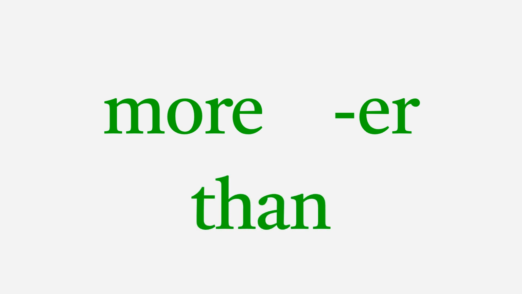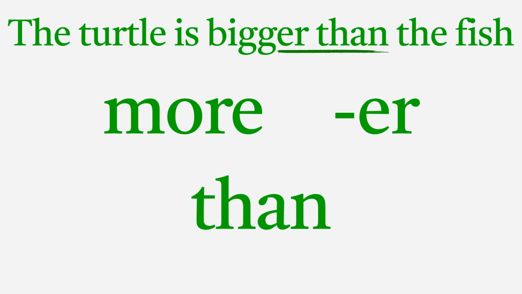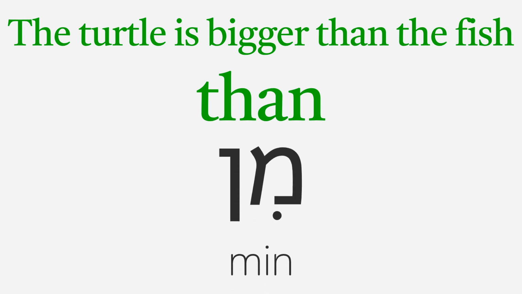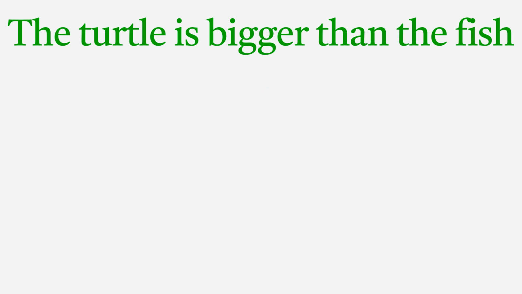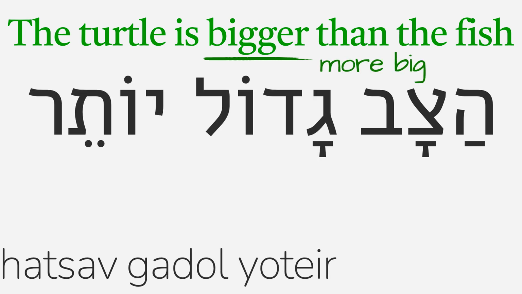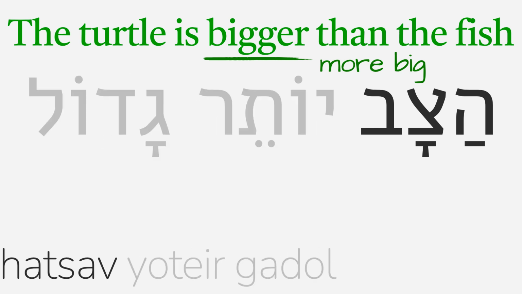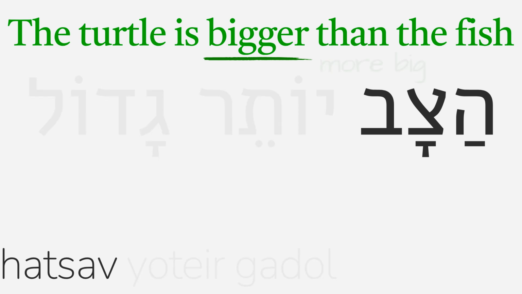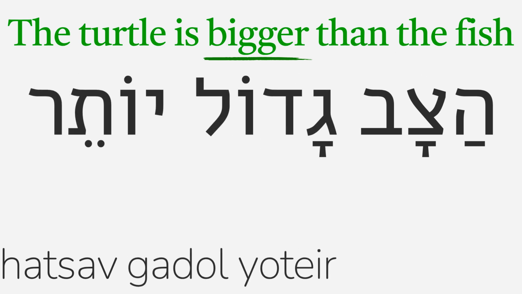The word more, or the ending -er in English, is often used with the word than to make comparisons, as in the sentence, the turtle is bigger than the fish. When making these kinds of comparisons in Hebrew, the preposition for than will be min, which in other places means from. To say this sentence in Hebrew, we'll first say hatzav, the turtle, and then bigger, which will be more big in Hebrew. This can be either gadol yoter, with the adjective gadol, big, first, or yoter gadol. I'll use gadol yoter here to mean bigger.